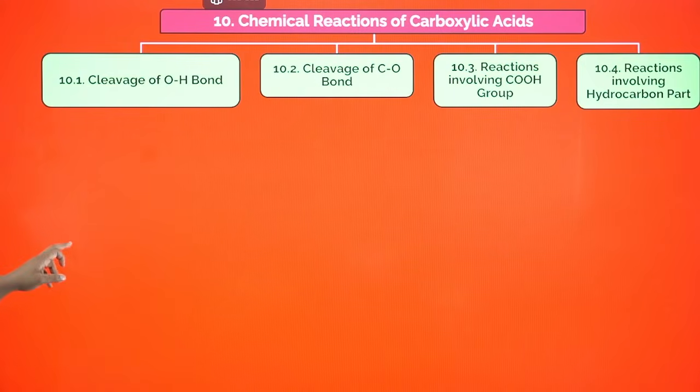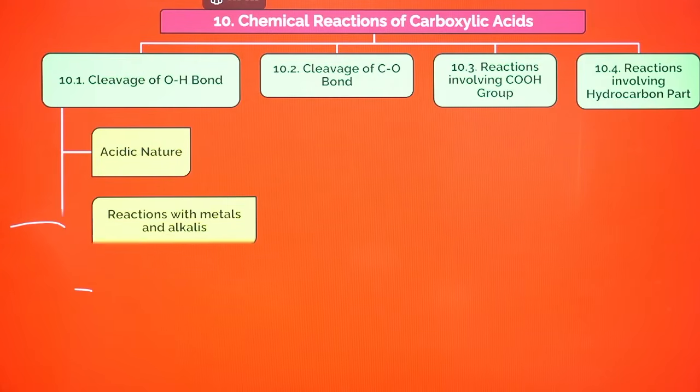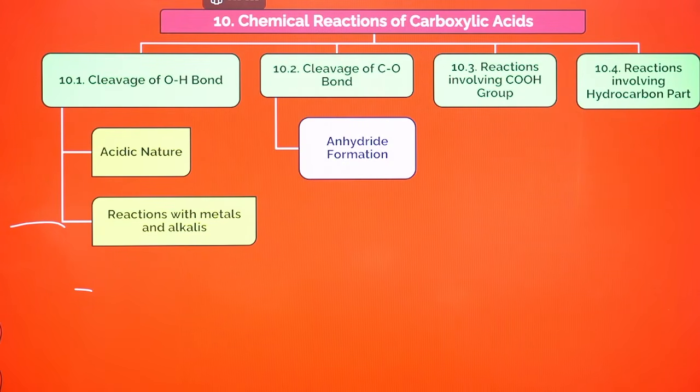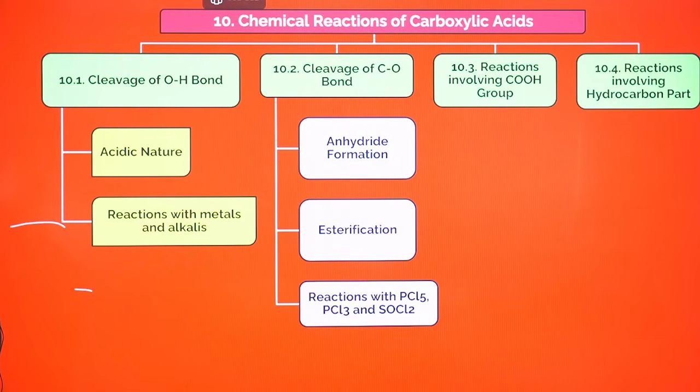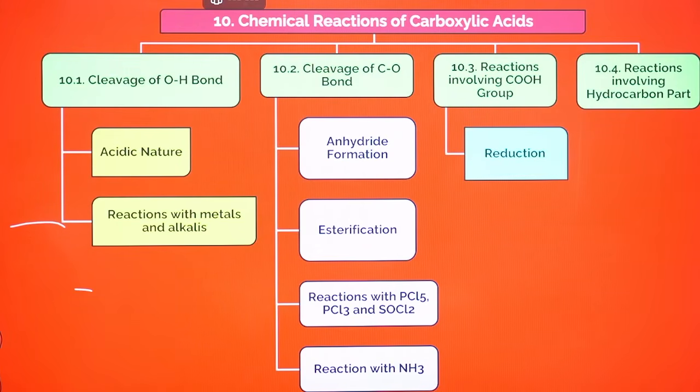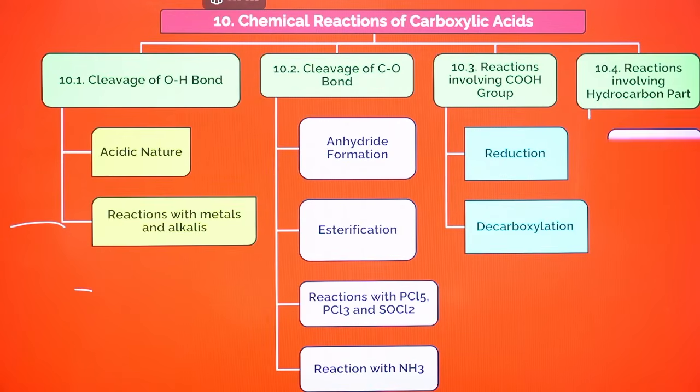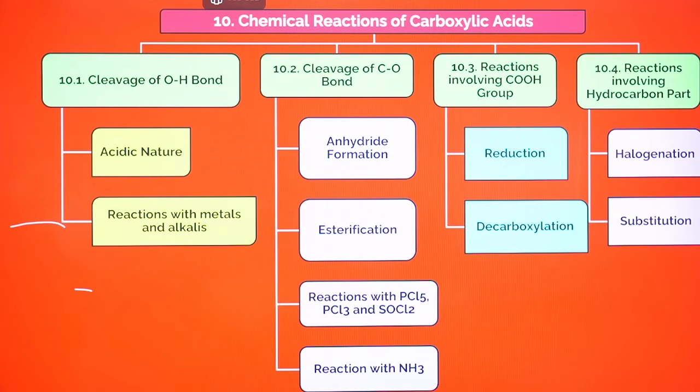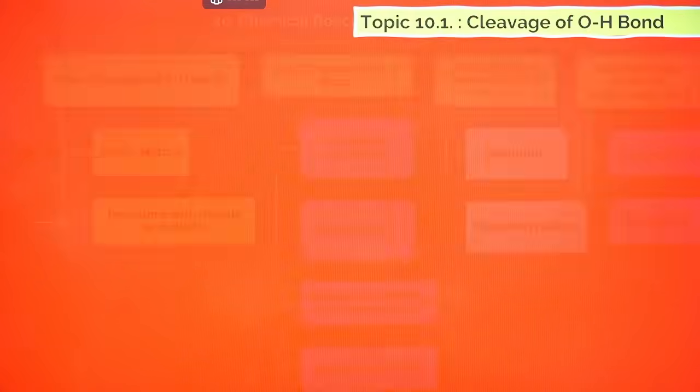First, cleavage of the OH bond we will study: acidic nature, where the oxygen-hydrogen bond releases hydrogen, so it will show acidic nature, and reaction with metals and alkalis. In CO bond cleavage we will study anhydride formation, esterification, reaction with PCl5, PCl3 and SOCl2, and reaction with ammonia. For the reaction involving the COOH group, you can see reduction and decarboxylation. In the reaction of the hydrocarbon part you can see halogenation, the HVZ reaction, and substitution as well. Okay, so now let's proceed with these reactions.